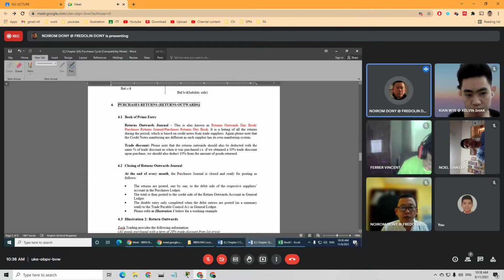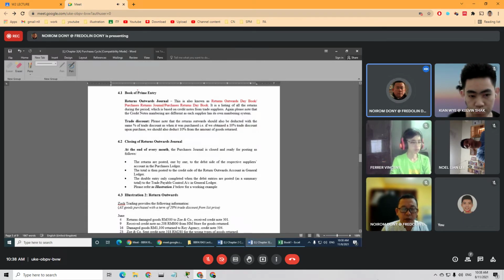Closing of the return outward journal is more or less the same as what we had just now. At the end of every month, the return outward journal is closed and ready for posting. The returns are posted one by one. Now, the effect: if the business returns the goods to the supplier, what happens to the amount of trade payable? It reduces, a reduction of a credit item. So definitely we have to record it on the debit side.